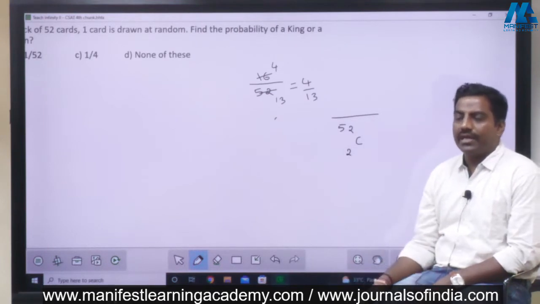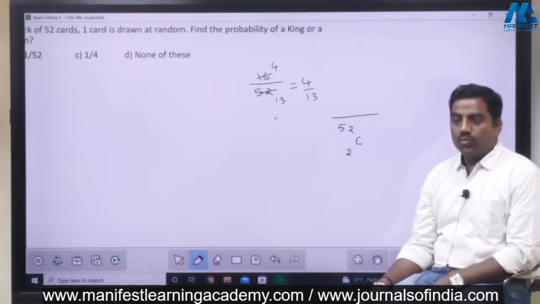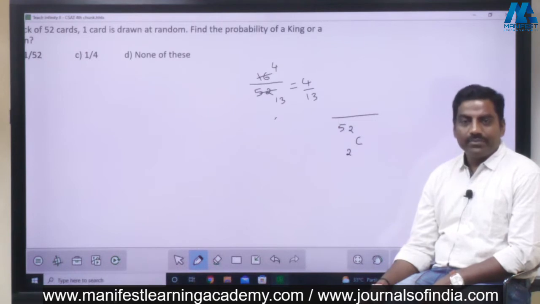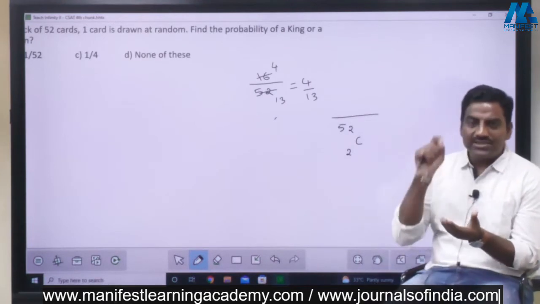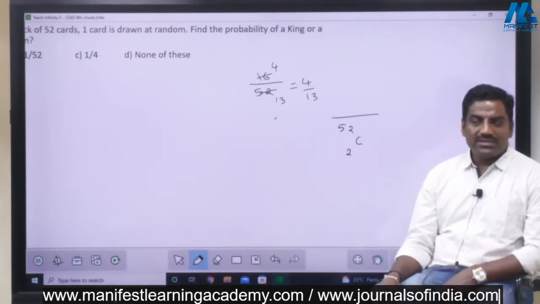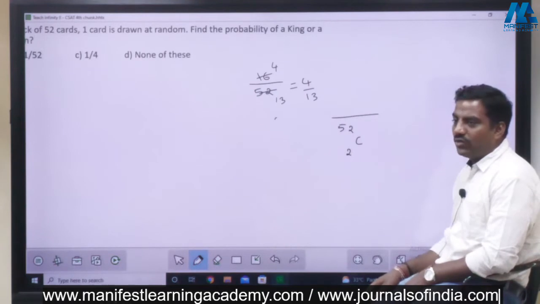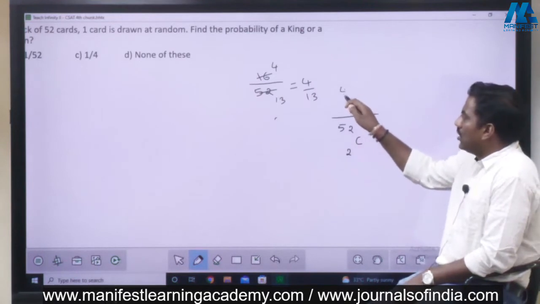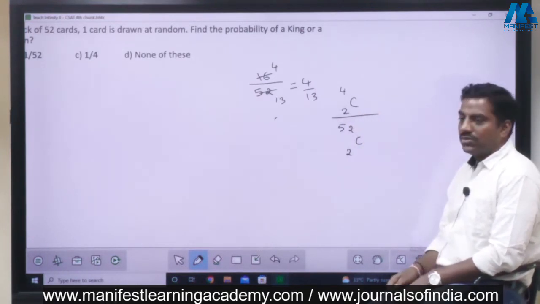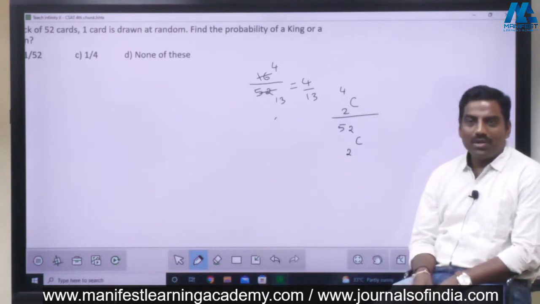Yesterday when we were making teams, 2 teams play at a time out of a few. Then also we had taken it like this only, right? So when we are drawing 2 cards out of 52 cards, the possible events are 52 C2. Out of them, how many are kings? 4, no? In these 4 kings, we have to get 2 kings. So this is the expression for probability.